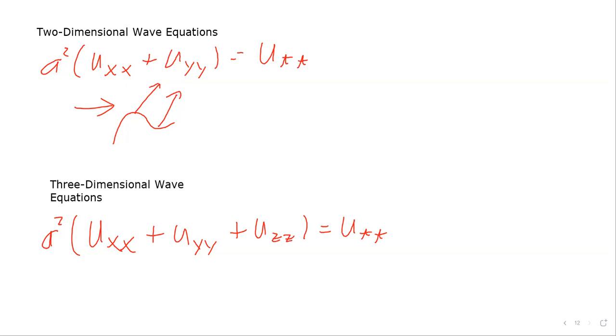So that is the general idea of expanding it, where it's just more dimensions we have to deal with, but it's going to be the same general idea.